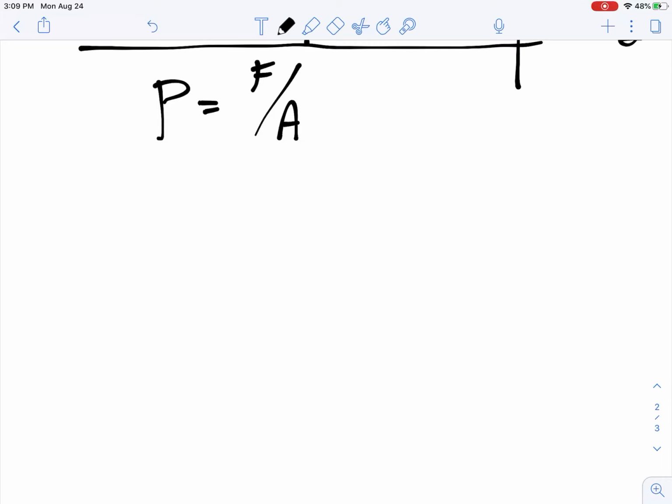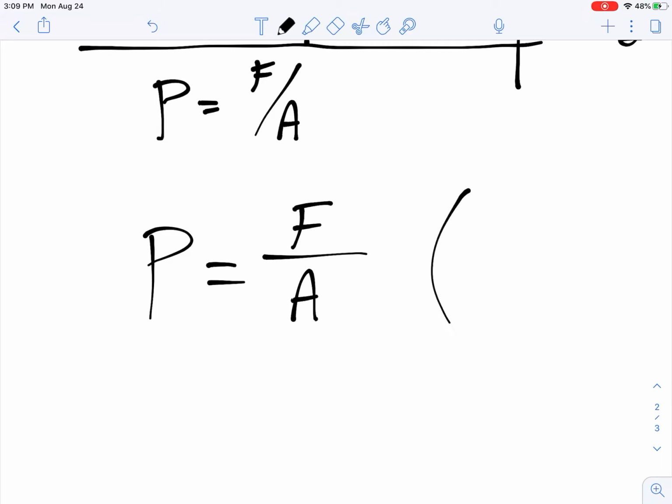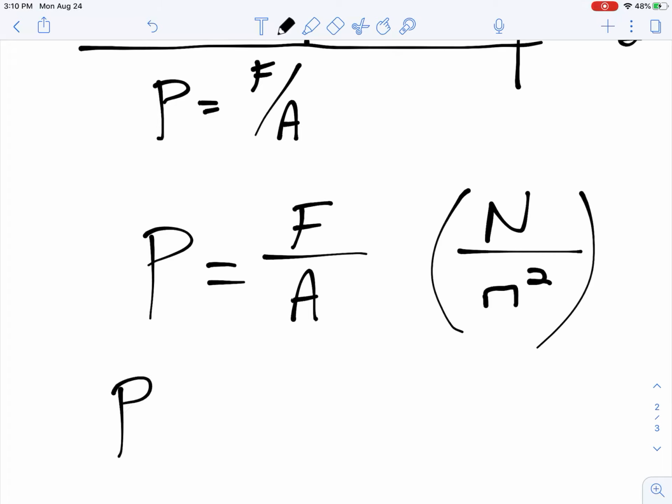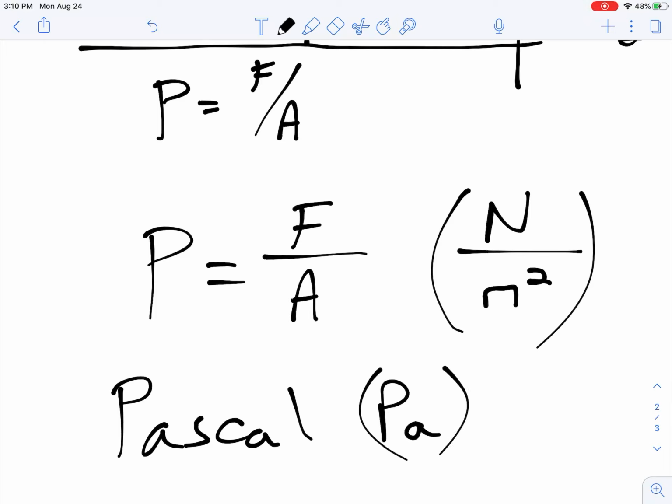Okay, so moving on, and units. Force per area, well, the units would be the units of force over the units of area, a Newton per meter squared. We're going to give a special name to a Newton per meter squared, and we're going to call that a Pascal. And we will use Pa for short. So the units of pressure will be the Pascal, Pa.